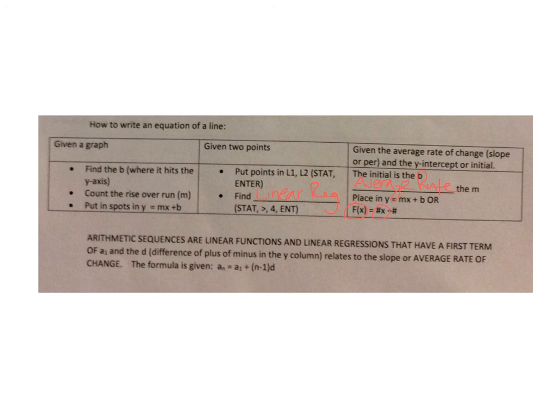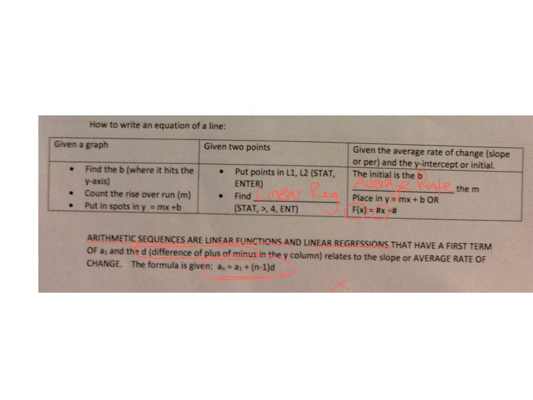So make sure. The last thing that we're going to talk about are arithmetic sequences. Remembering that arithmetic goes along with linear beautifully in your linear regressions. So that makes the first term a sub 1, and d is your difference. So your d is essentially your slope, the average rate of change. The formula is given to you: a sub n equals a sub 1 plus n minus 1 times d. Remember, this is your basic formula.